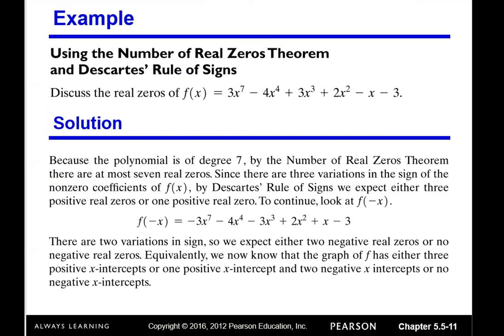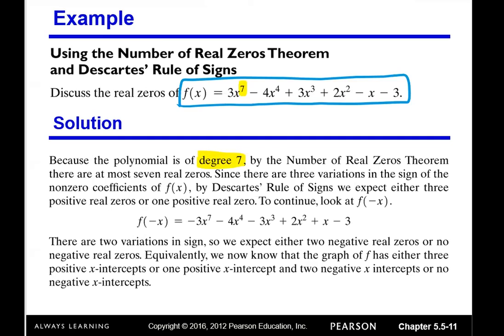All right, so here's my polynomial function right here. This mess. Okay. It is degree 7, right? It's in standard form, which means it's in descending order. And my highest exponent is 7. So that's a degree of 7, which means at most there'll be 7 real zeros. At most. That's what it says. By the number of real zeros theorem, there are at most 7 real zeros.